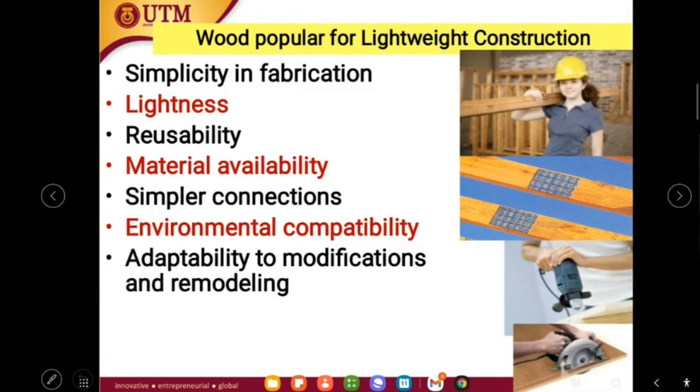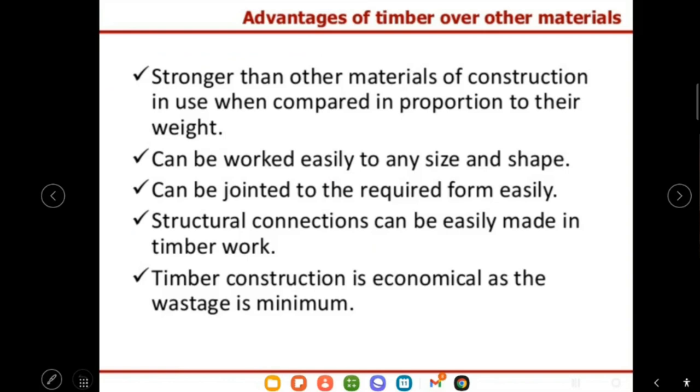And then simpler connection, okay? No need to design too much. You only need nails, vertical joints, and so on, right? And then it is environmental compatibility, which means that this is a green engineering material. Okay, and then it is adaptable to modifications and remodeling. We can shape it easily, saw, cut, and so on.